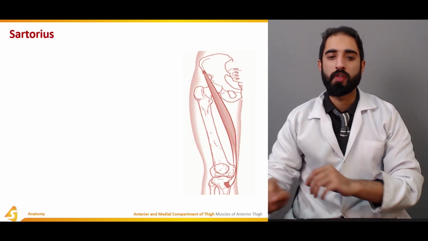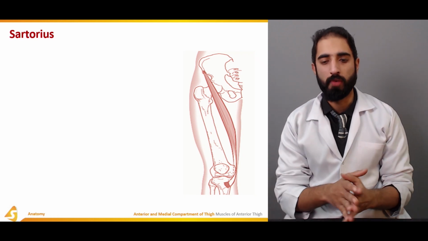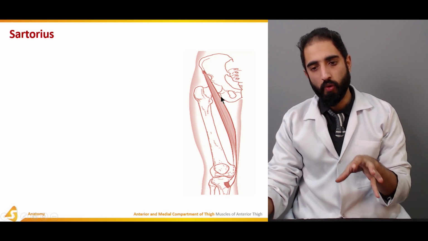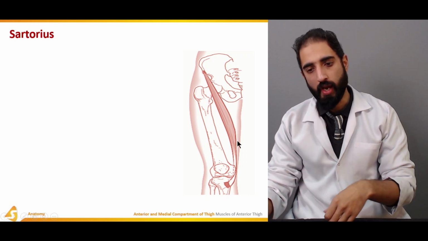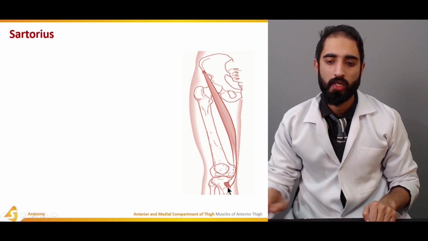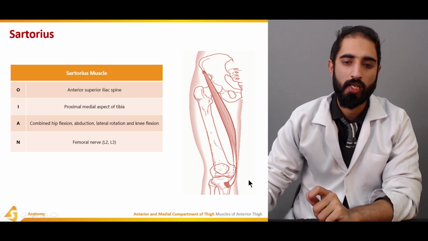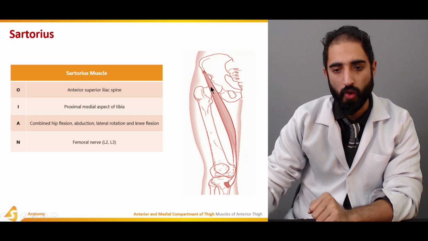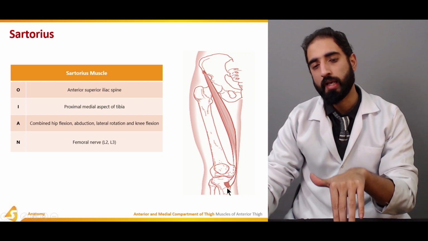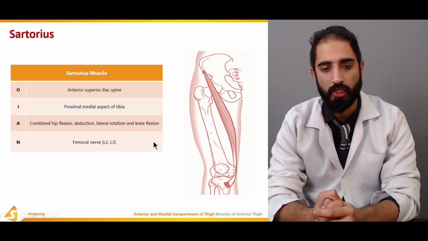Now, moving on, we have the sartorius muscle. It is on the anterior aspect, but also on the medial aspect, because it starts off anteriorly at the anterior superior iliac spine, moves anteriorly towards the medial aspect, then goes posteriorly and inserts medially to the tibia. So the origin is from the anterior superior iliac spine, then it goes downward and medially, eventually goes posteriorly and then back anteriorly and inserts into the proximal medial aspect of the tibia.